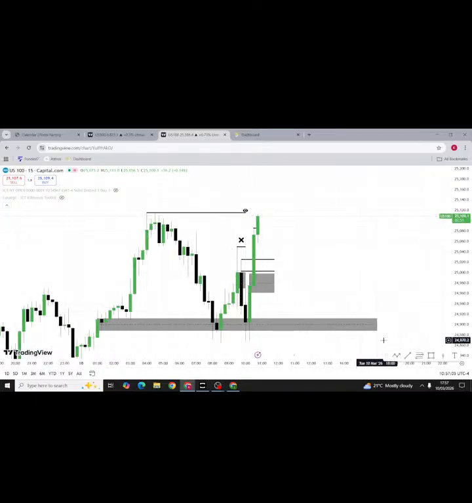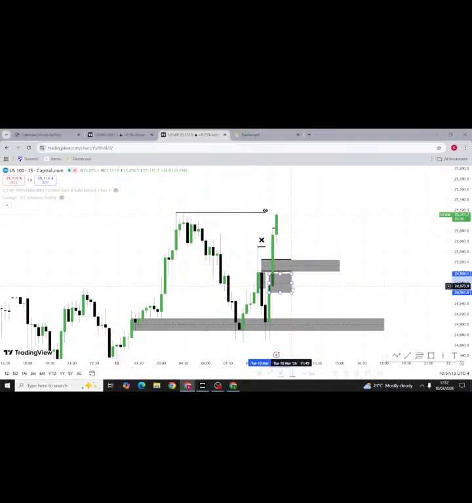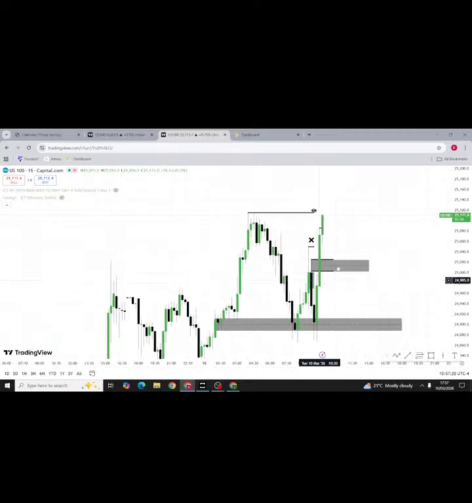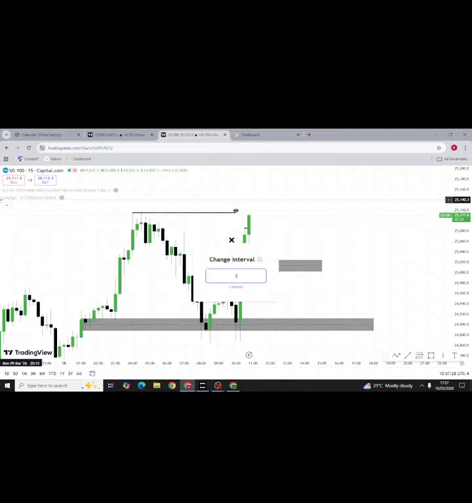So I think in the next 15 minutes price will come back to this area here before we can start going up again. I think this is an area of interest. You can see in the 15 minutes time frame, these are very important areas. For the impulsive, we can get some retracement down, then an impulsive move up.